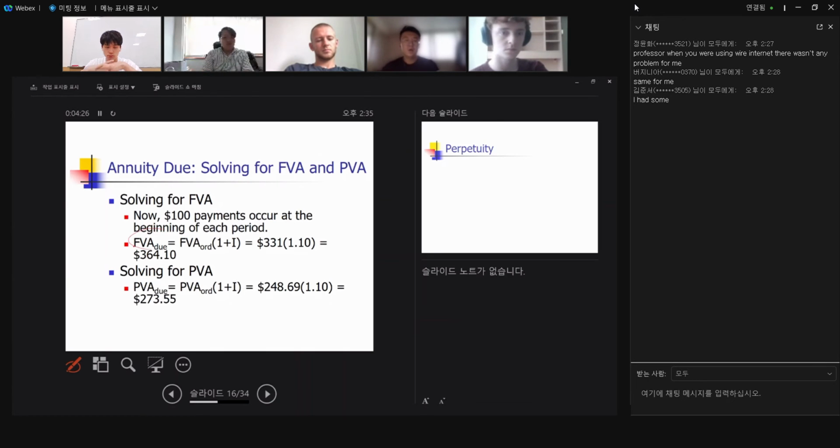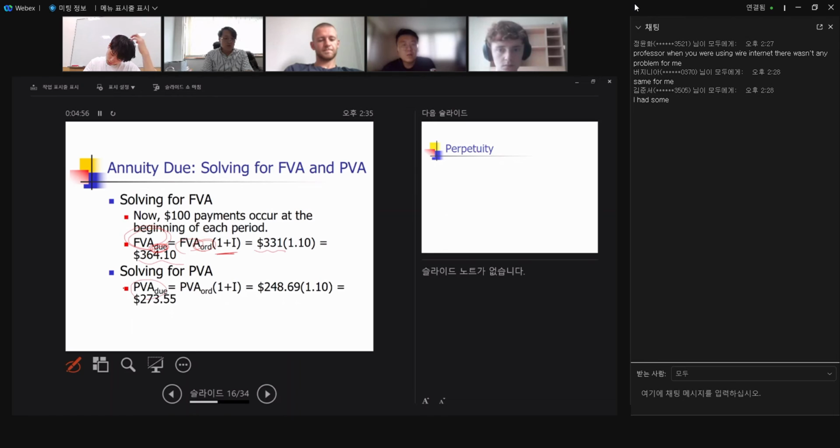So the future value of annuity due can be calculated by the future value of ordinary annuity times 1 plus i. The future value of the ordinary annuity in the previous example is 331. But the future value of annuity due with the same example is 364.1. So the future value of annuity due is bigger than the future value of ordinary annuity.